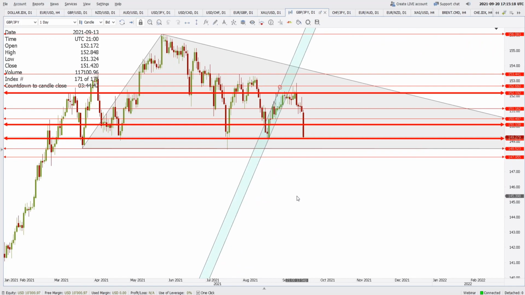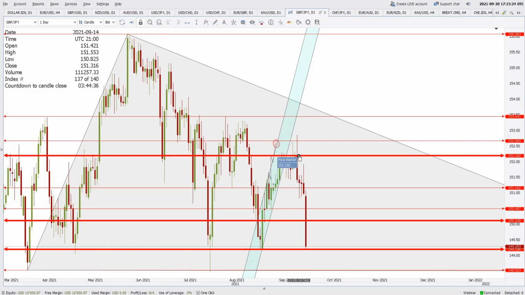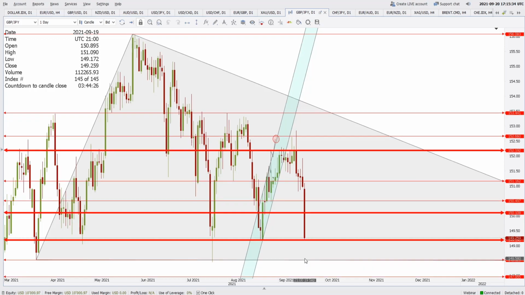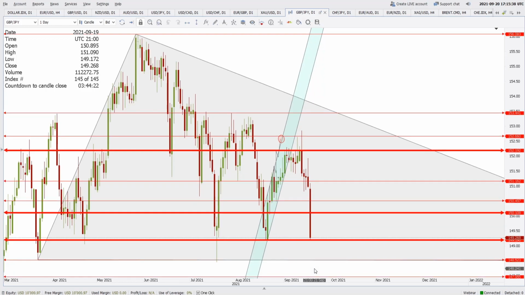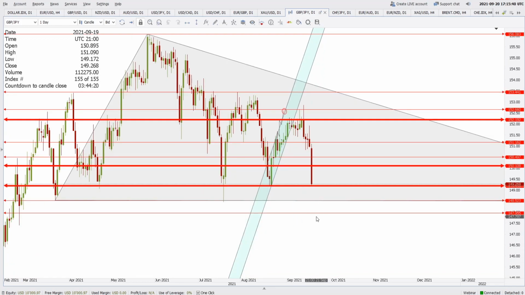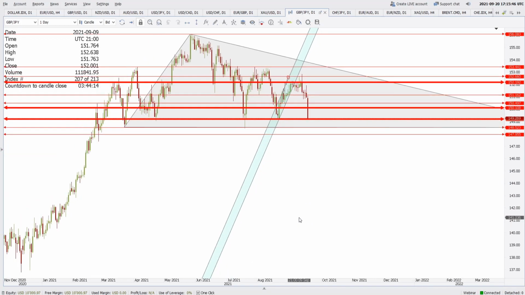Talking about the GBPJPY, no surprises at all here. We were expecting, after this bearish engulfing, 150.10 and 149.19. The price has made an intraday low of 149.17 today. If we see a close lower than this, then 148.52 will be exposed in this market. After that, we have a low of 147.95, which is not a good idea.